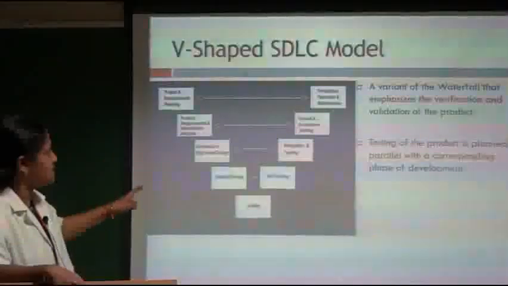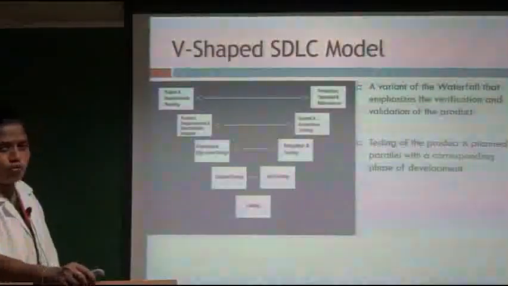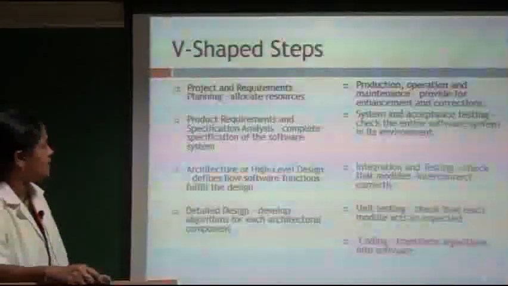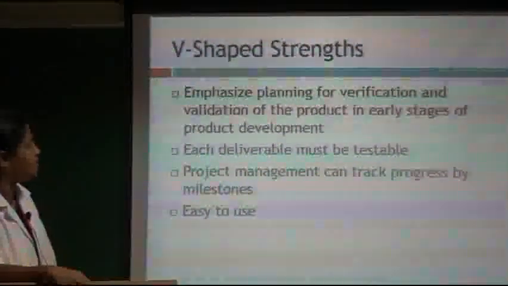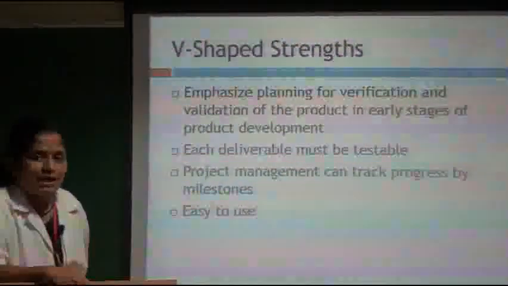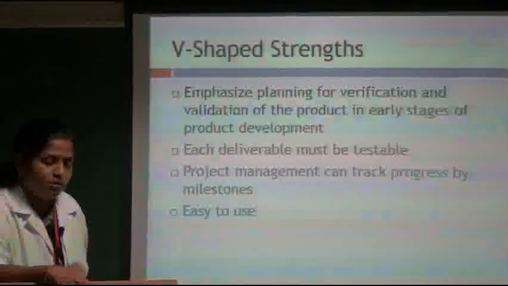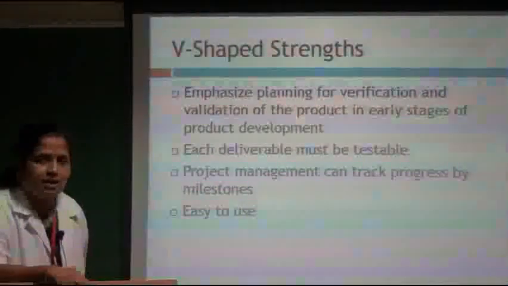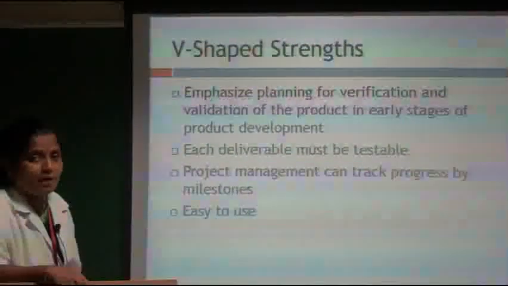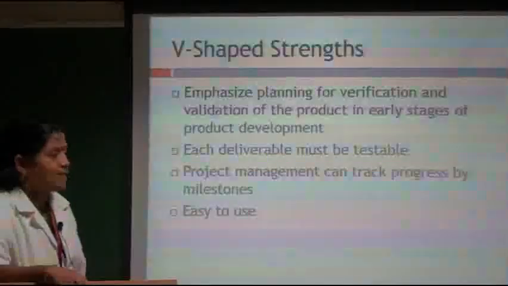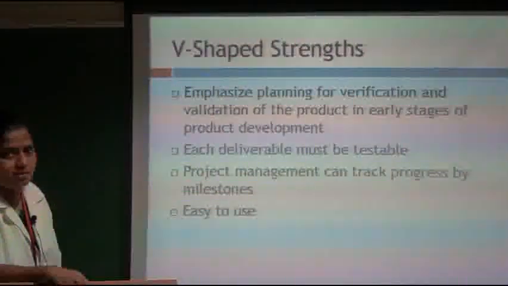So that's why it is called the V-shaped SDLC model. Here it is not necessary for the requirements to be stable. Let us see the sense of the V-shaped model. It emphasizes verification and validation of the product in the early stage of product development, because in other models all the verification is done either at the end or after deployment. Before deployment we check, but the detailed verification or validation is done at the client site itself. But here this can be done in parallel in the early stage of product development, and each deliverable must be testable, because there are 9 phases in this model.